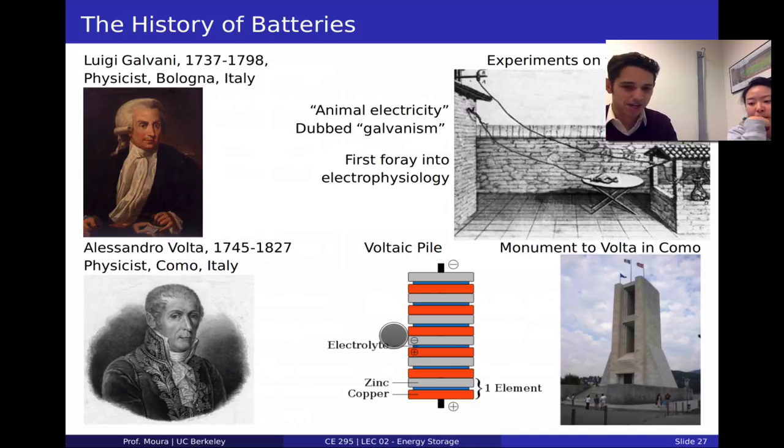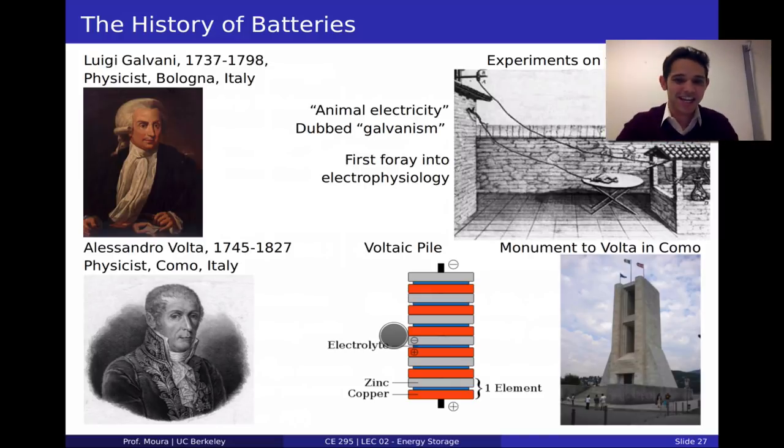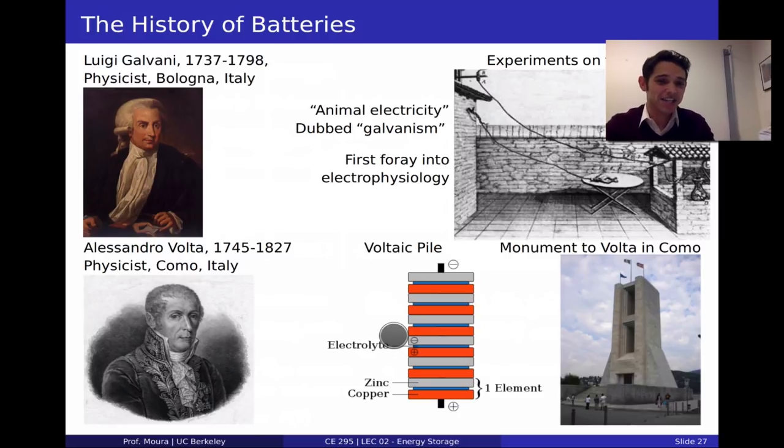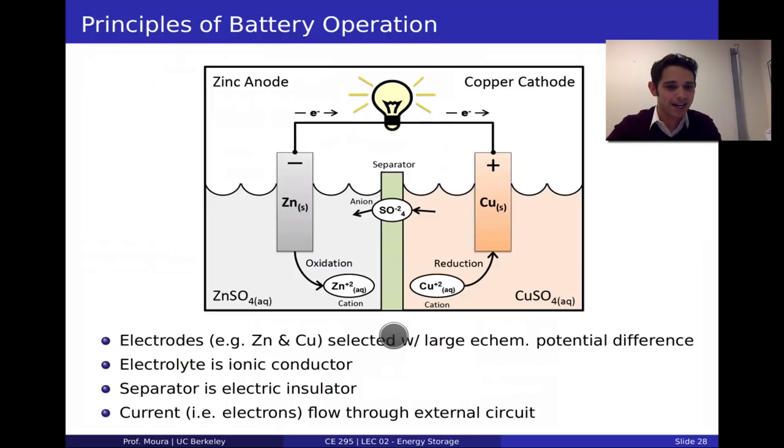What people sometimes use, at least in the U.S., is a penny because it's made of copper, and then a nail. The nails are typically coated in zinc. So they'll cut a hole in the lemon, shove a penny in there, and then hammer a nail into the other side, and then you can actually measure a small voltage. Cool. So as kids, we were making voltaic piles. So this is the first battery.